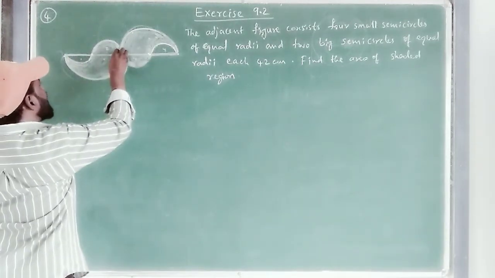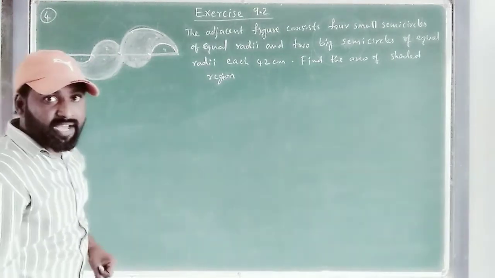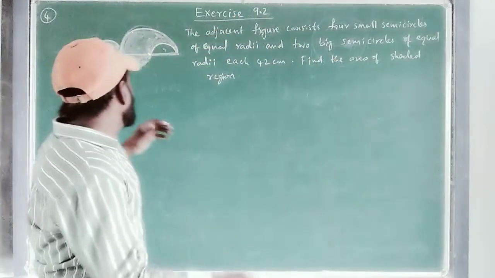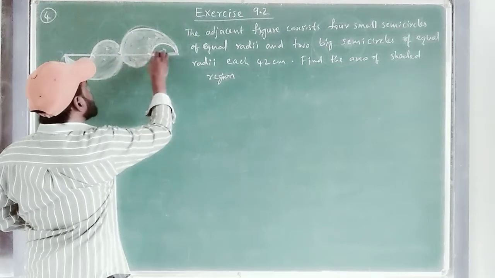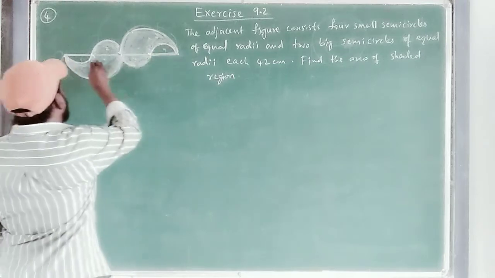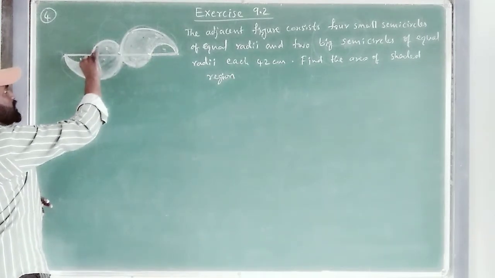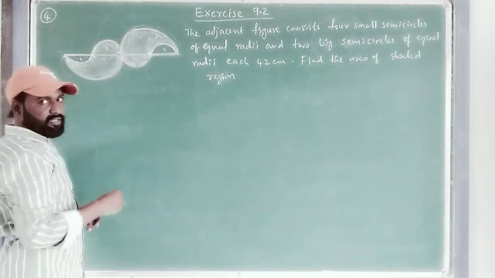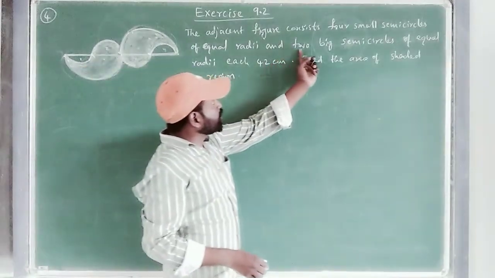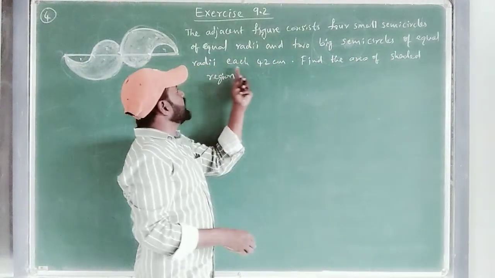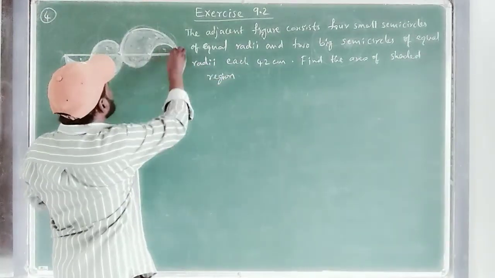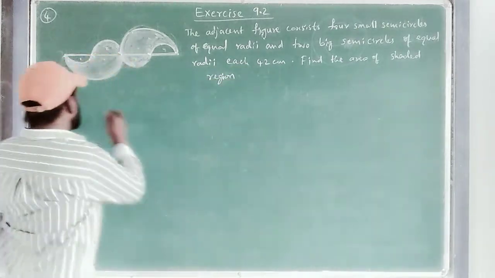That means the diameter of the small semicircle is equal to the radius of the big semicircle. This is the small semicircle, this is the small semicircle 3 and 4. Here this upper part is the big semicircle, and this 1 and 2 are the small semicircles. This lower part is the big semicircle. So there are 2 big semicircles and 4 small semicircles. The 2 big semicircles are of equal radius, each 42 centimeters. The radius of the big semicircle is given as 42 centimeters.